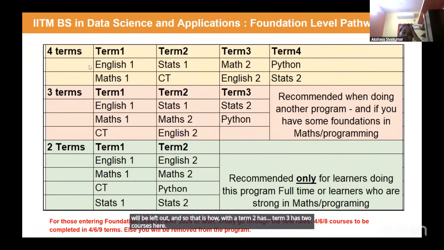4 terms is a relaxed pathway where a student can take, say, 2 courses per term. It's the easiest pathway a student can move in, crawling across the program. So 2 courses per term is ideally possible for a student. And there might be some students who face even this as difficult. In that case, you have to take 1 course per term. But remember, the number of terms is going to increase for you. Okay. Moving on to the next slide.